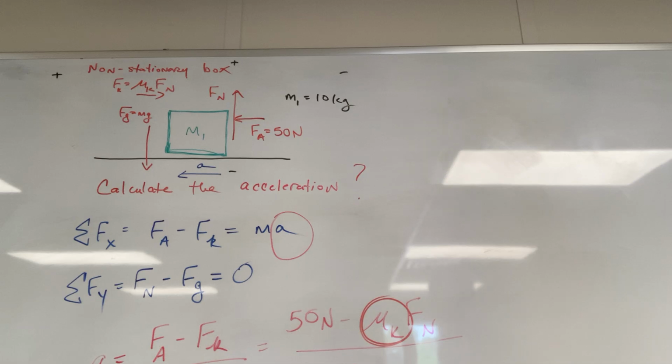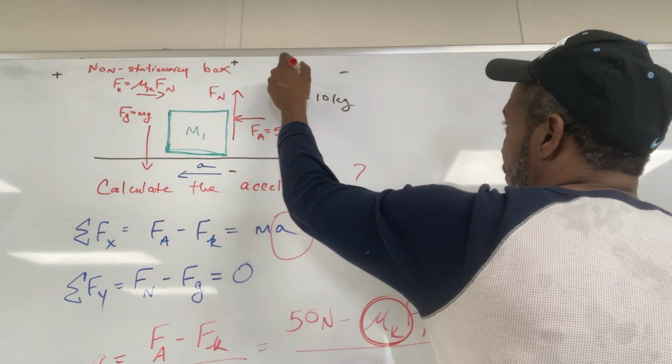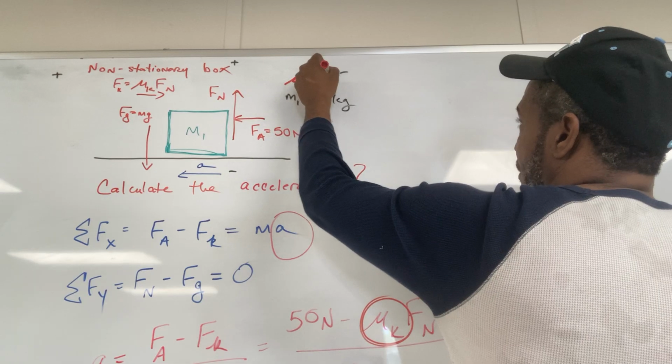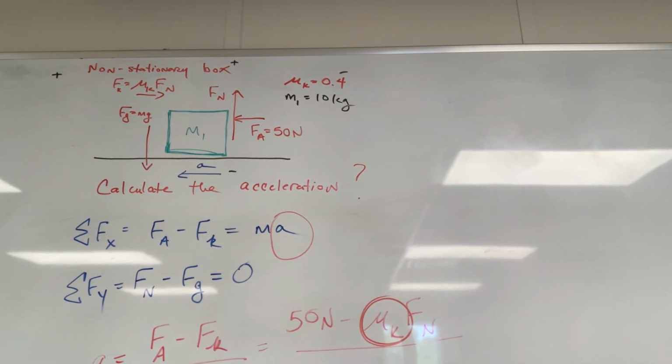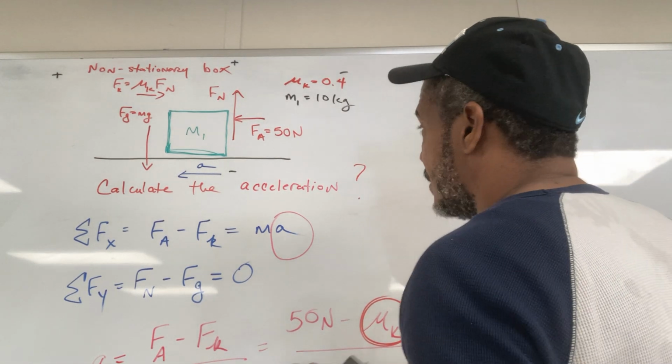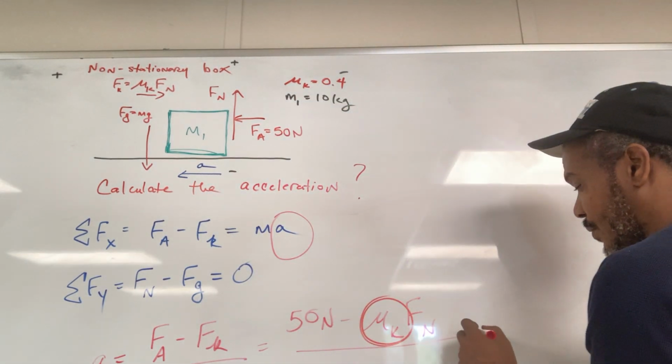Okay? So let's make that correction. I'll say mu of K is equal to 0.4, because we're going to need that in order to finish this calculation. I'm just making this up, y'all, off the top of my head. All right. So if we got 0.4, now we can replace it right here, right?